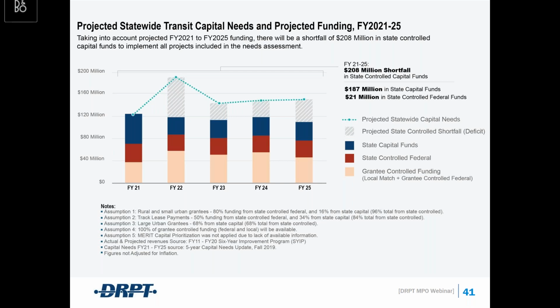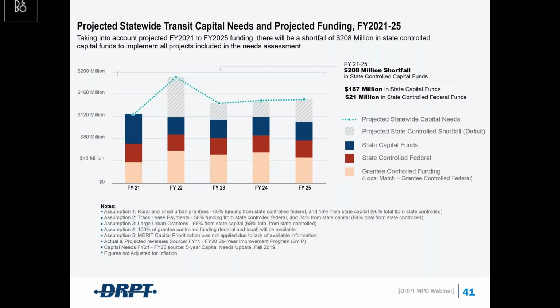State-controlled capital funds are made up of 2 large pools of funding. That's the state capital funds that we get from the Mass Transit Trust Fund, and also state-controlled federal funds, which come from various different sources from the federal government. And so the big takeaways from this analysis were that we have $932 million worth of needs, and taking into account those projected funding streams, we're going to have a $208 million shortfall.